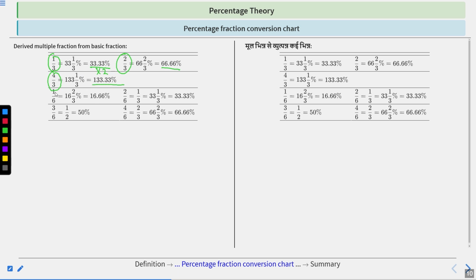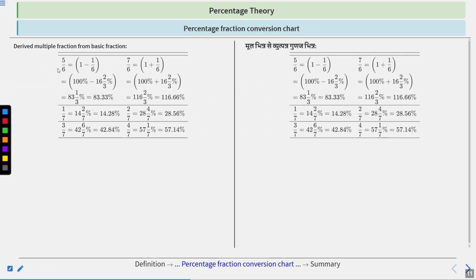In the same way, 1 by 6 is equal to 16.66%. So when we want to calculate 2 by 6, we get 33.33%. 3 by 6, when simplified, you get 1 by 2, which is 50%. 4 by 6, again converted to 2 by 3, which is 66.66%.